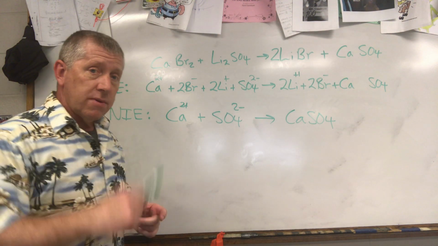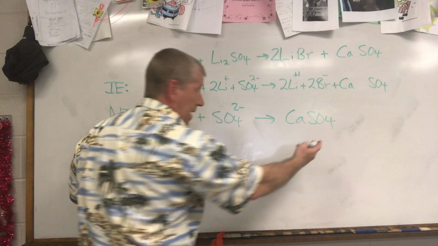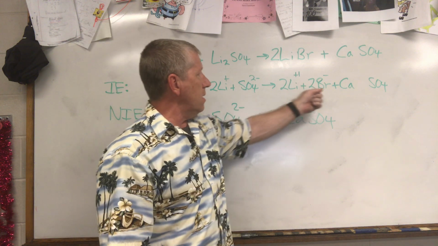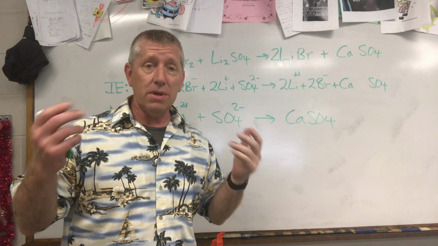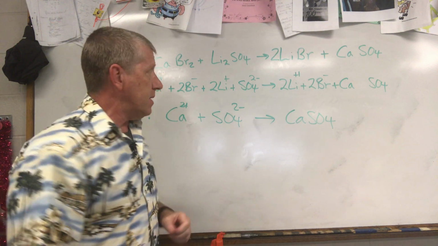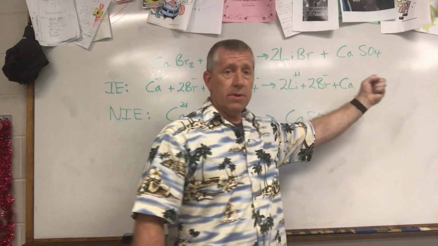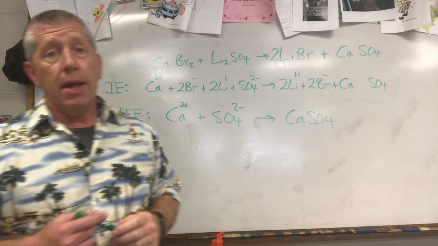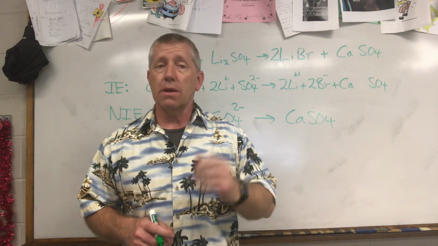What are the spectator ions? Everybody else that didn't get involved in making the insoluble. That would be the bromine and the lithium. You see, they're identical on both sides. They're identical. They didn't change. They spectated and watched and didn't do anything. So those are your spectator ions. The calcium and the sulfate got together and formed calcium sulfate. And we show that in the net ionic equation. And that is another example of how to do an ionic equation.